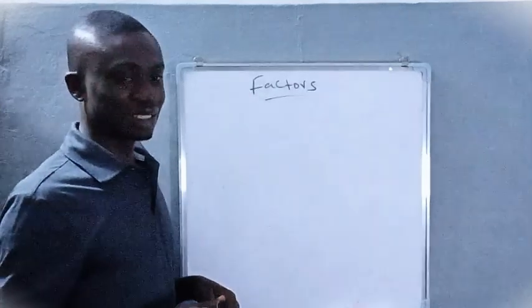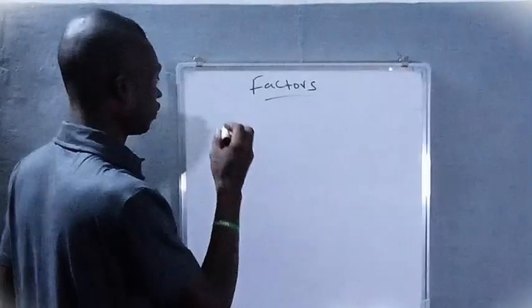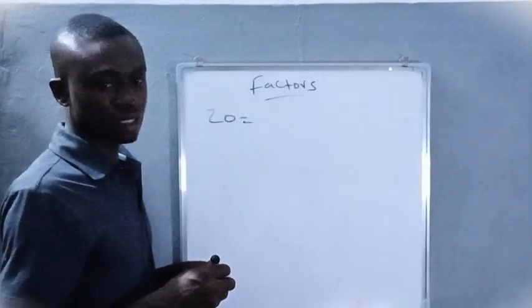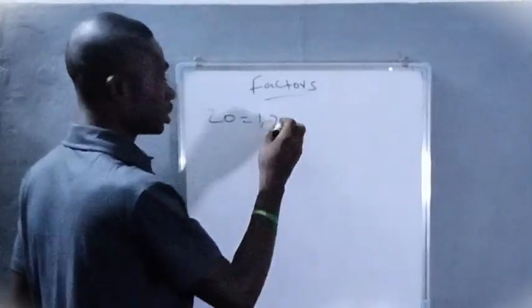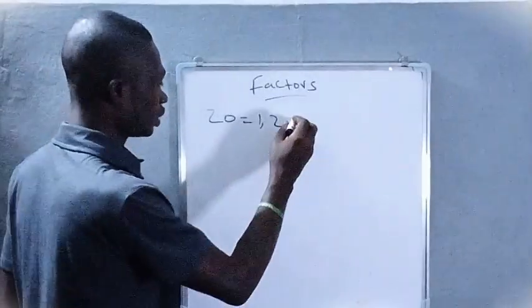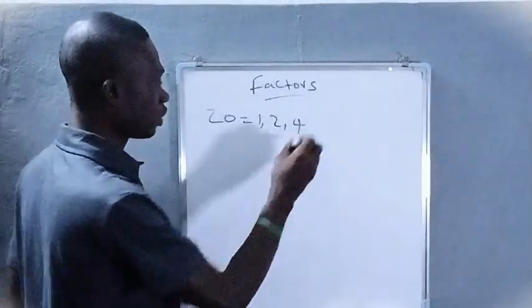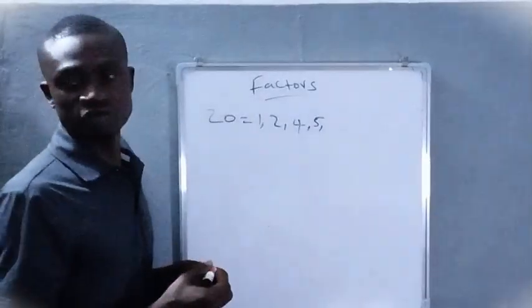Factors and multiples are related, but they are different numbers entirely. So when you say factors of 20, you mean a number that can divide 20 evenly without a remainder. 2 is a factor of 20. 3 is not a factor of 20 because you cannot divide 20 by 3 evenly. 4 is a factor of 20 because 20 divided by 4 gives you 5. 5 is a factor of 20 because you can divide 20 by 5 and get 4.